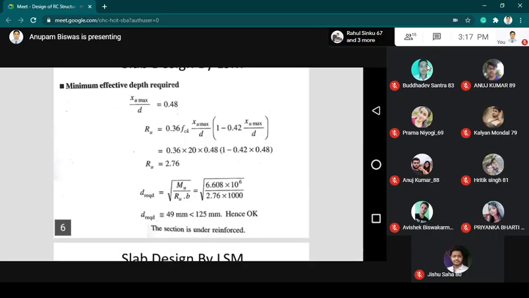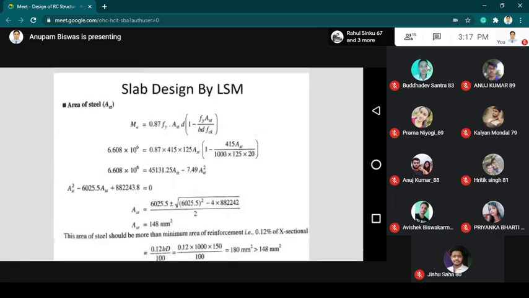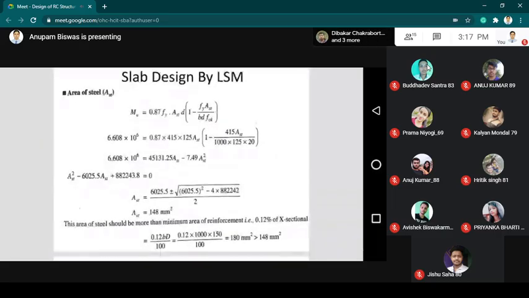Next step is to find the area of the steel. To find the area of the steel, we have to consider the value of Mu and equate it with 0.87 fy Ast into d, whole multiplied by 1 minus fy Ast by b d fck. From here the only unknown is Ast. From this quadratic equation we have to find the value of Ast. After evaluating, the Ast value is 148 mm square.